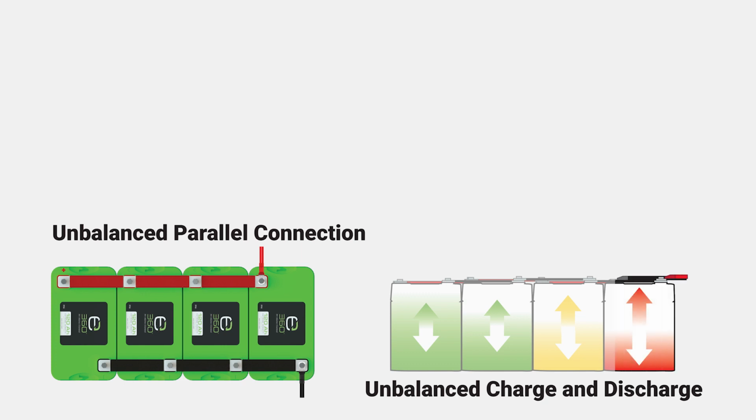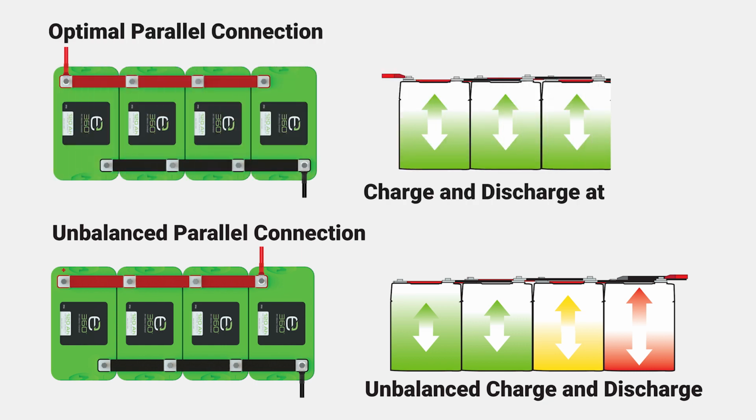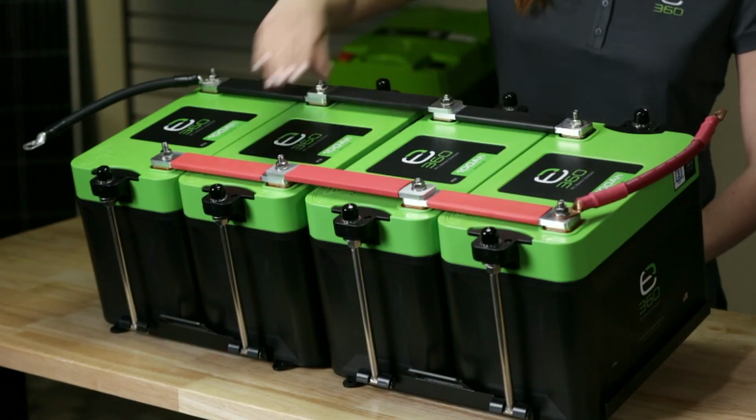The buildup of resistance causes the first battery to be overworked, discharged at a higher rate, and overcharged. It will most likely fail prematurely. Additionally, make sure your interconnecting cables are of equal length and gauge. If possible, use bus bars as shown here.